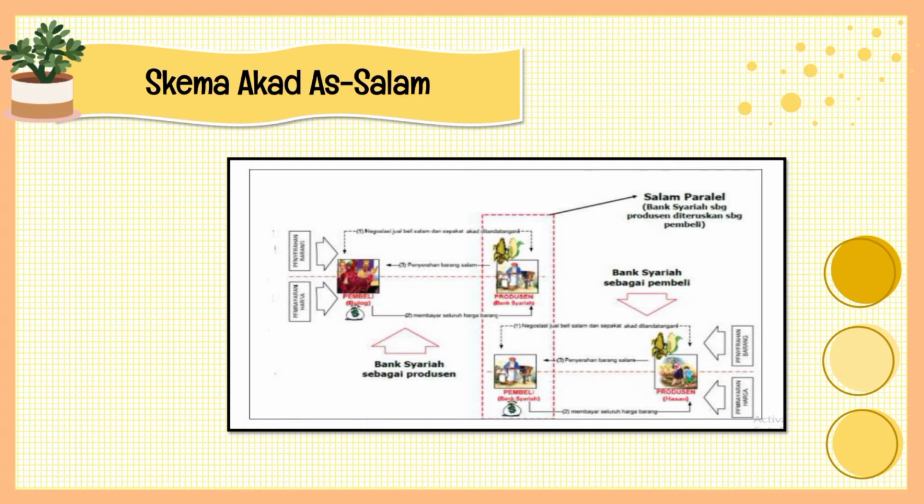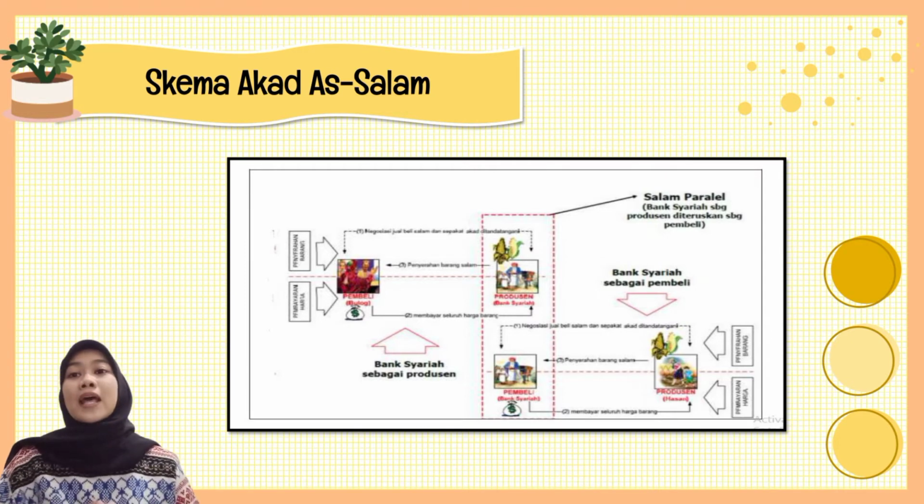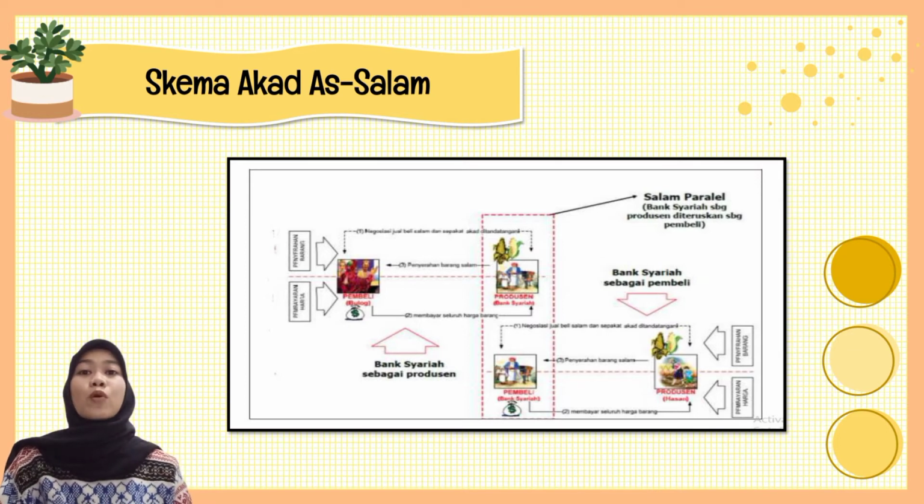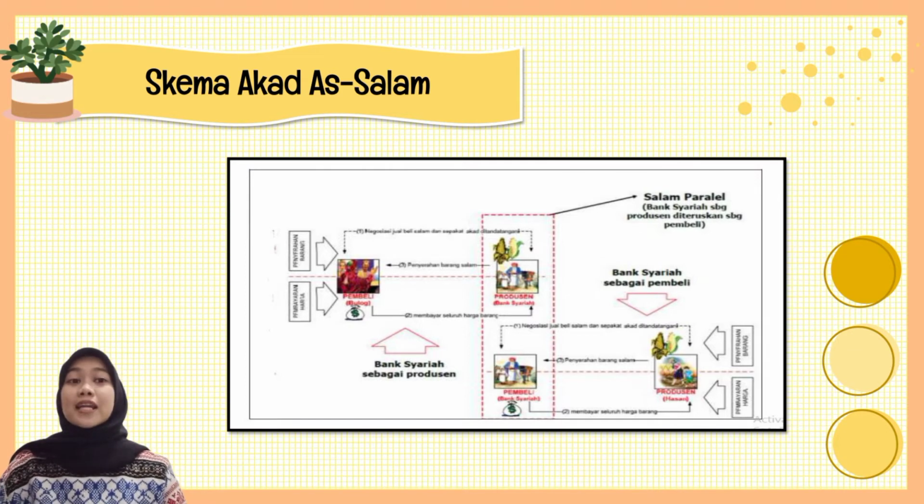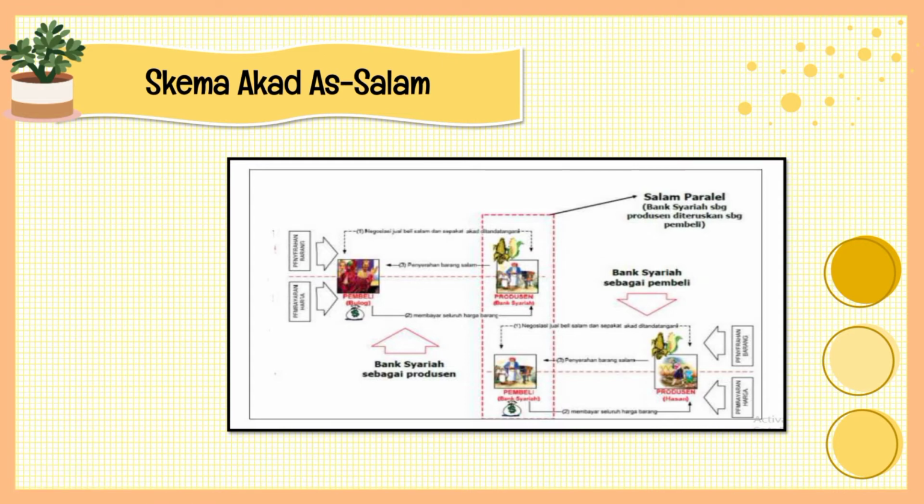As for parallel salam transactions, which are usually used by sellers or Islamic banks who do not produce the salam product themselves, after agreeing on a salam contract and receiving funds from the salam customer, they then separately make a salam contract with a farmer as the producer of the salam product. Number 4, after agreeing on the second salam transaction, the bank immediately makes payment to the farmers.